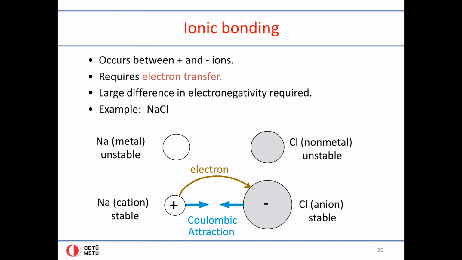A large difference in electronegativity was mentioned. And what you observe here is that the sodium, losing an electron, becomes physically smaller. Its volume, or its atomic or ionic radius, decreases. And the chlorine atom, by gaining an electron, becomes a chloride ion, a negatively charged anion, and it becomes physically larger, and the two come together, pulling each other with what is referred to as Coulombic attraction.